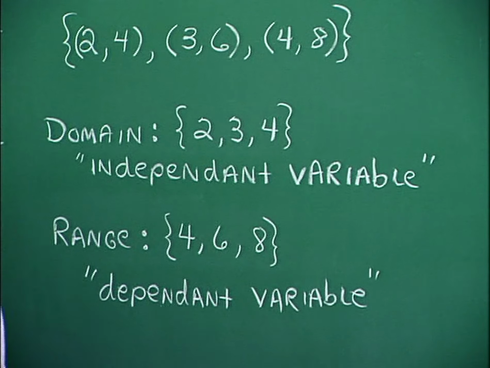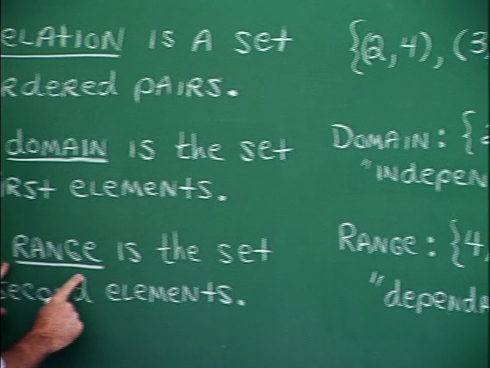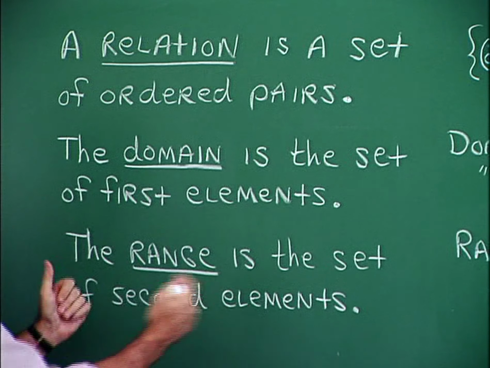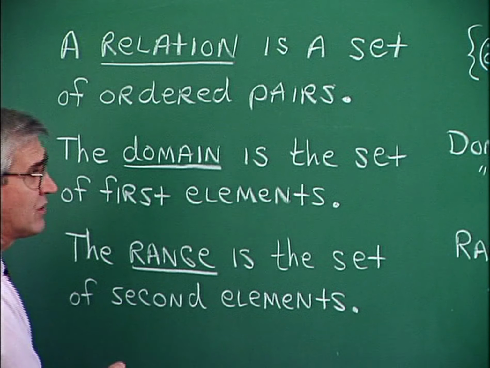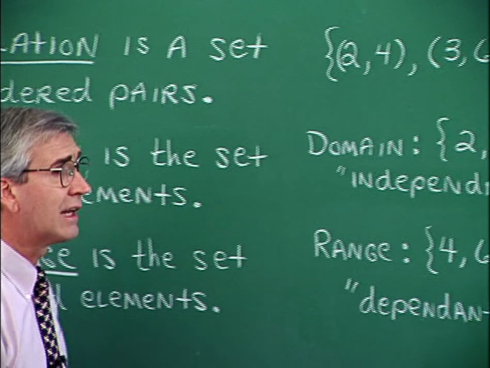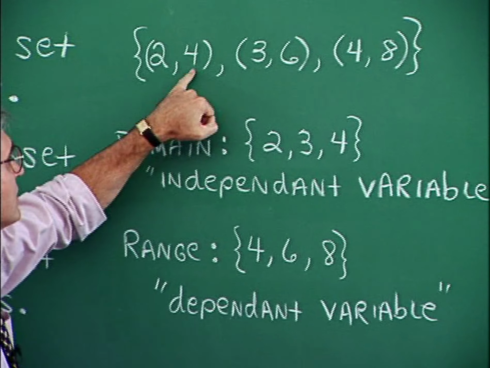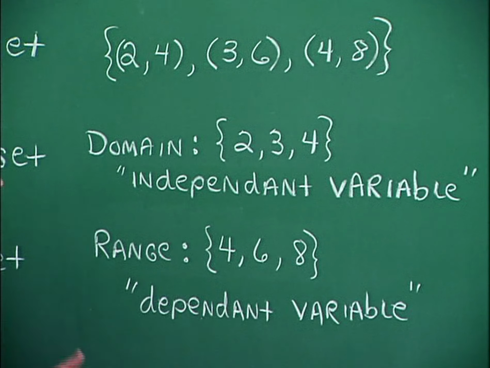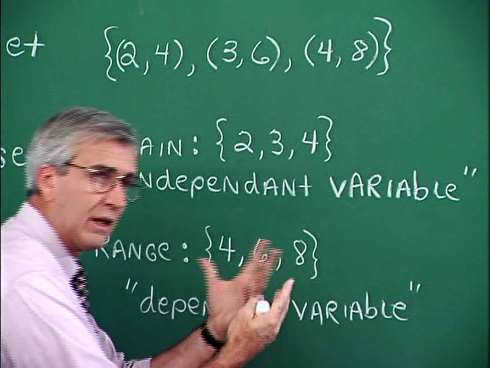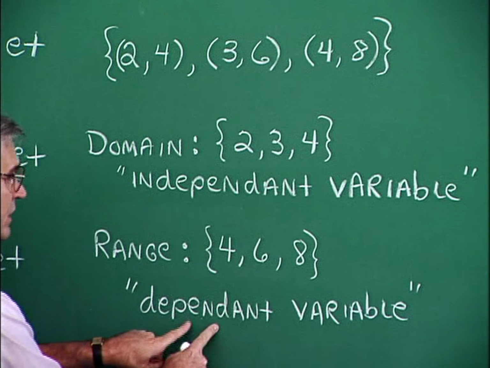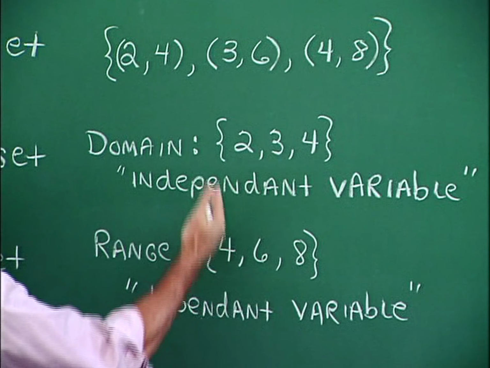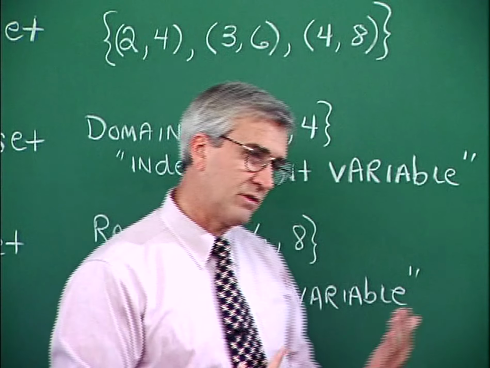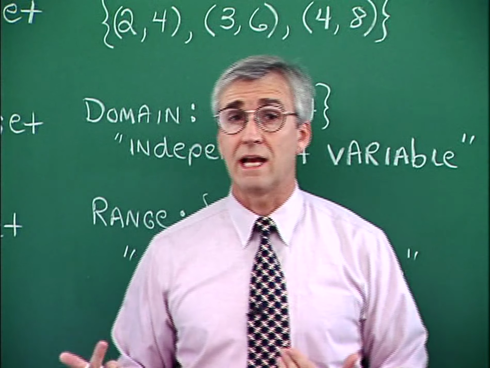That's the idea. Back over here, the range is the name given for the set of second elements in the relation. So the range, the set of second elements. For our little relation here, it would be a set consisting of 4, 6, and 8. And the variable involved here is sometimes called the dependent variable. Now, there isn't any big mystery about independent and dependent variable. It's just a couple of terms that are used to associate these ideas.